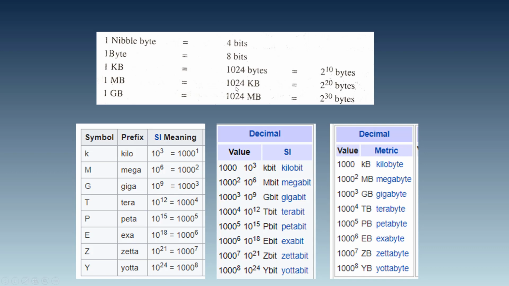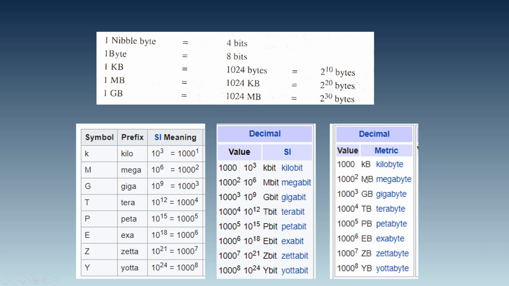Then 1024 kilobytes are merged, we get 1 megabyte. Then we get 1 gigabyte. So smallest unit, this one is kilobyte, then megabyte, then gigabyte. 1 gigabyte equals approximately 1000 megabytes. 1 terabyte equals 1000 gigabytes. And similarly, these are the units: terabyte, petabyte, exabyte, zettabyte, and these are the units of memory. The smallest is the kilobyte.